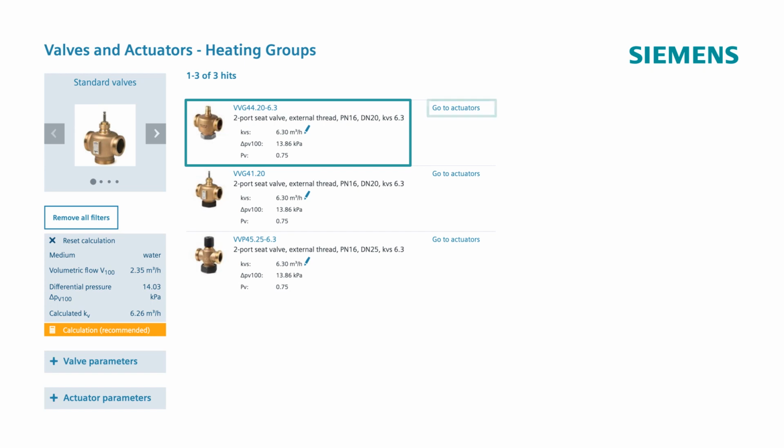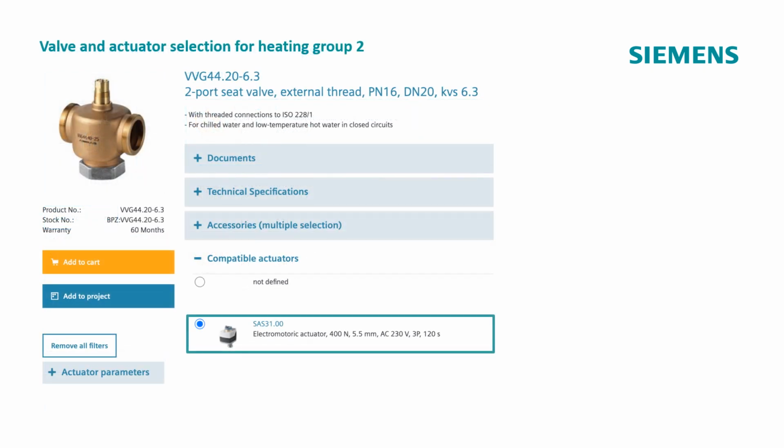Additionally, the actuator is being selected with suitable parameters for heating group 2. Now the control valve and the actuator for heating group 2 are selected. They can also be added to the cart or a project.